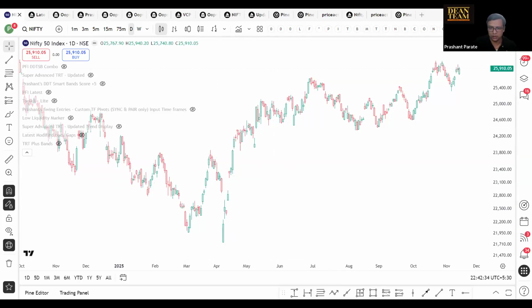Where is my new indicator? I'm not getting it. It took me more than 6 months to build that. Okay, no worries. I will search for it.